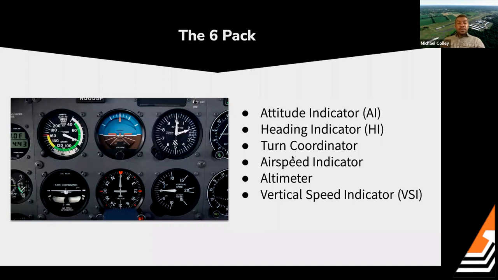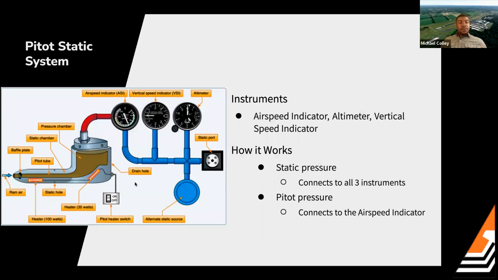The pitot-static system itself. This is a depiction of the pitot tube. Ram air goes to the pitot tube and it detects pressure in the chamber. That pressure chamber, sorry, let me get some water. My voice is drying out. But yeah, that pressure chamber builds up and that moves the airspeed indicator. And then in that same combined system, the static port is also connected, providing information to our altimeter, our vertical speed indicator, and our airspeed indicator.